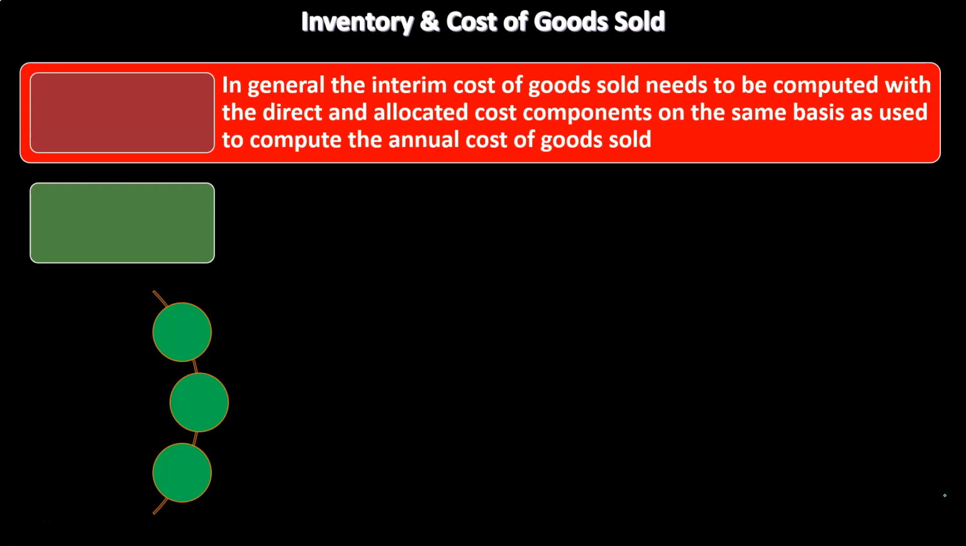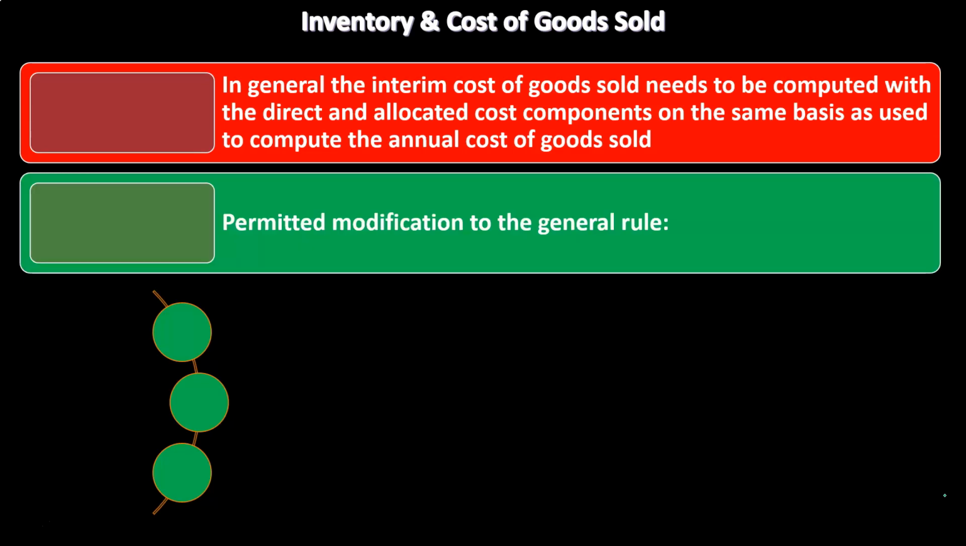Inventory and cost of goods sold. In general, the interim cost of goods sold needs to be computed with the direct and allocated cost components on the same basis as used to compute the annual cost of goods sold. So once again, we have that concept of consistency, which of course we would expect to see and desire.